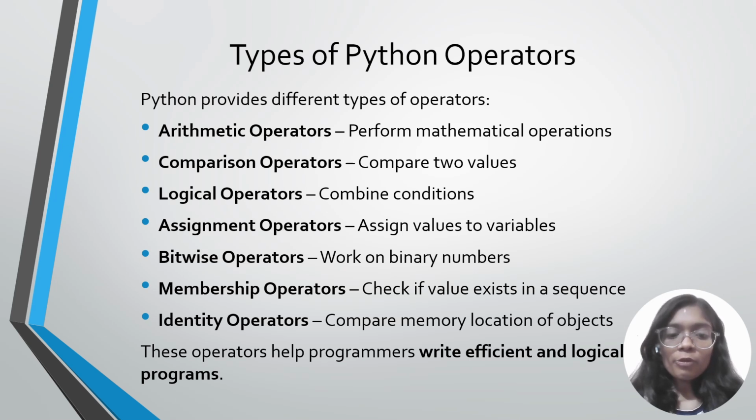There are different types of operators available in Python. These include arithmetic operators, comparison operators, logical operators, assignment operators, bitwise operators, membership operators, and identity operators. Each type of operator is used for a specific purpose while writing programs.